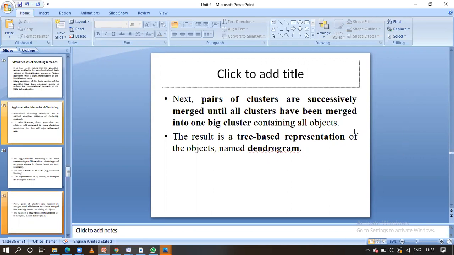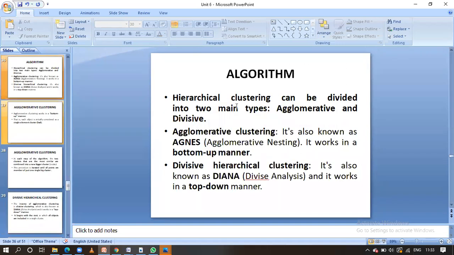Coming to agglomerative hierarchical clustering, the final result will be represented in the form of a tree-based representation, guys. We call them dendrograms. Let us see the algorithm related to that.